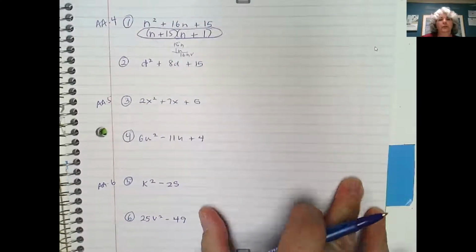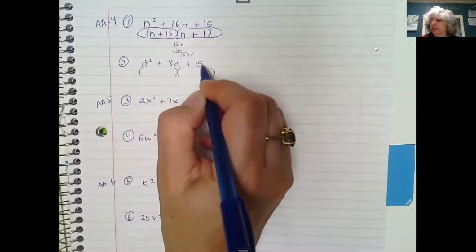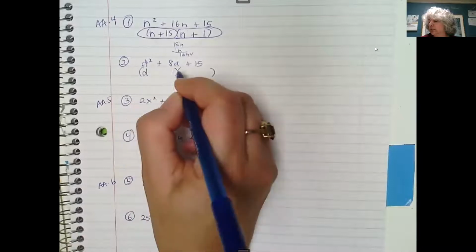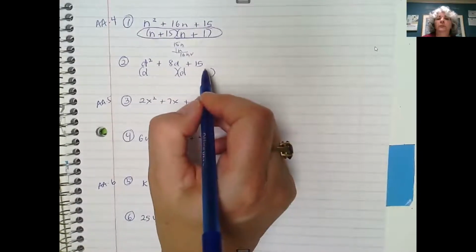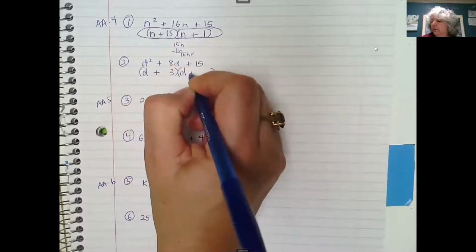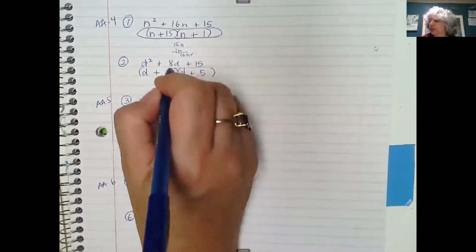Number 2 is kind of similar. We want to now think of 2 numbers that multiply to give us 15, but add to give us 8. And instead of n's, we have d's. So I'm going to put d here and d here. 2 numbers that multiply to give us 15, but add to give you 8. That would be 3 and 5. Okay, so those are our 2 answers. Those work.